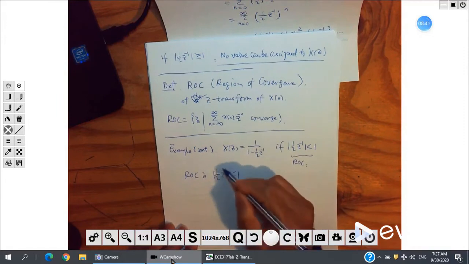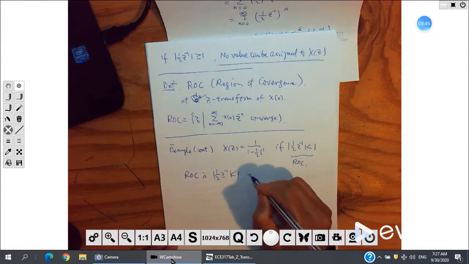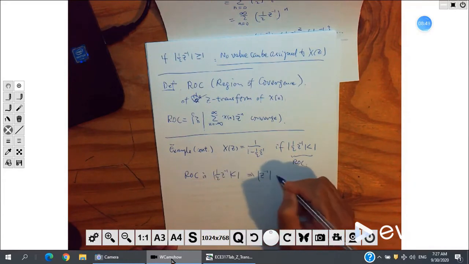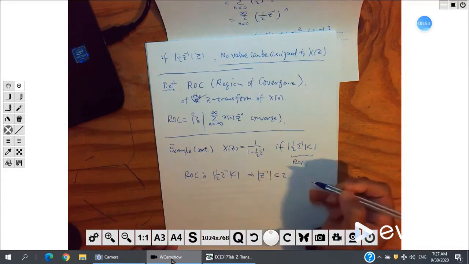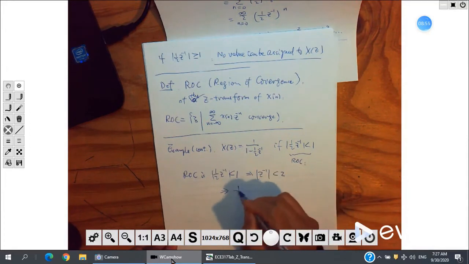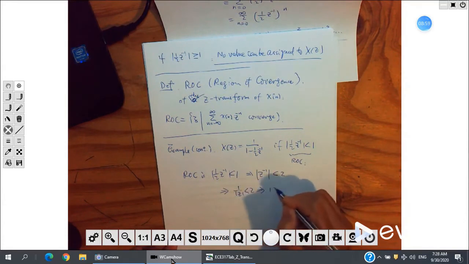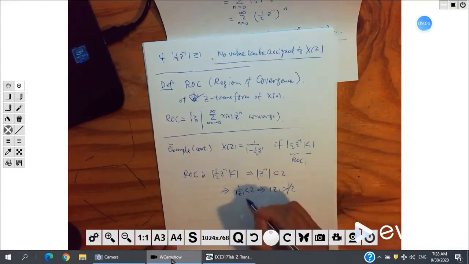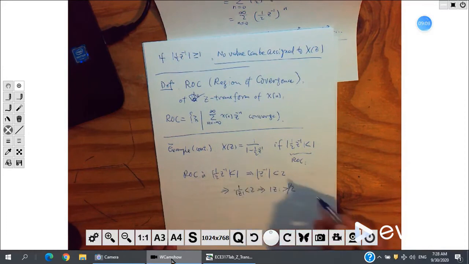Then I try to write this in terms of z. So I multiply by 2 on both sides. I have z to the negative 1 smaller than 2. This is 1 over z, right? 1 over z smaller than 2. So the magnitude of z should be larger than 1 over 2. We move z to that side and move 2 to here.